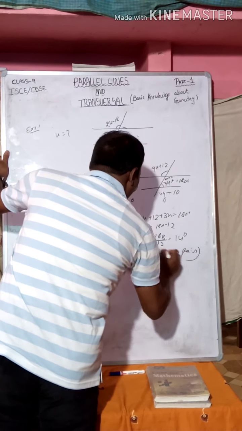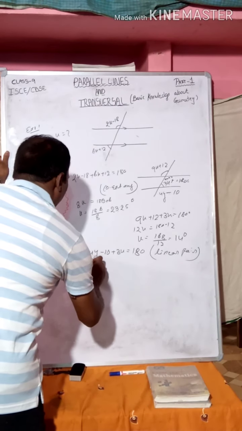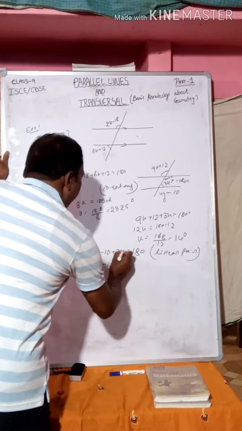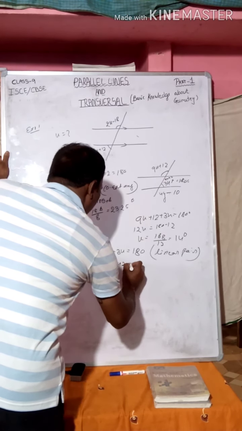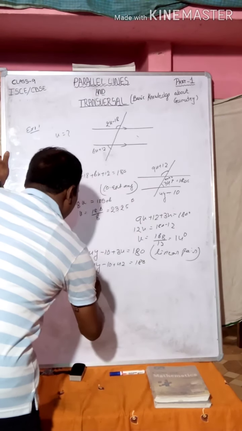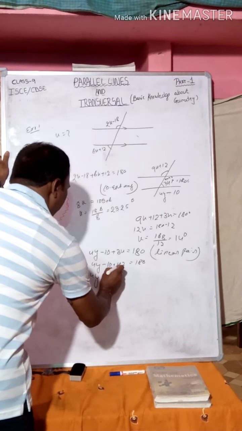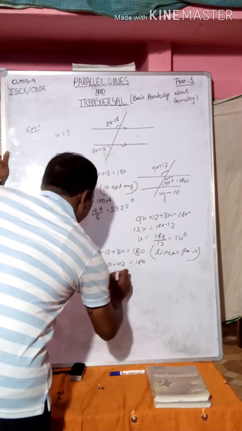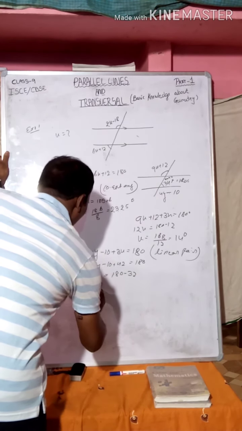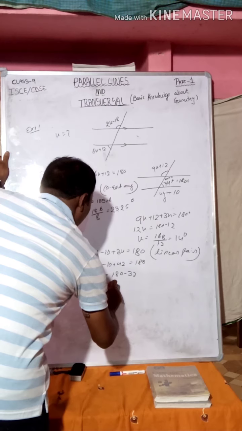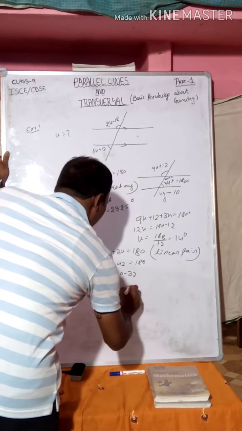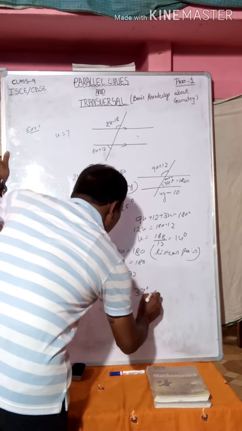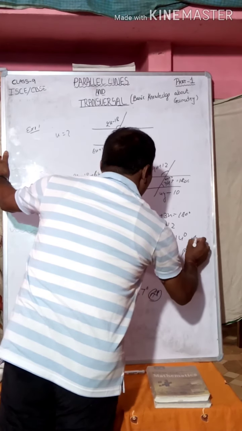Always write the cause. This implies that 4y minus 10 plus 14 into 3, which is 42, is equal to 180. This implies that 4y plus 32 is equal to 180, so 4y is 180 minus 32, which is 148. So y is 148 by 4, that is equal to 37. So the y value is 37, and the x value is 14.